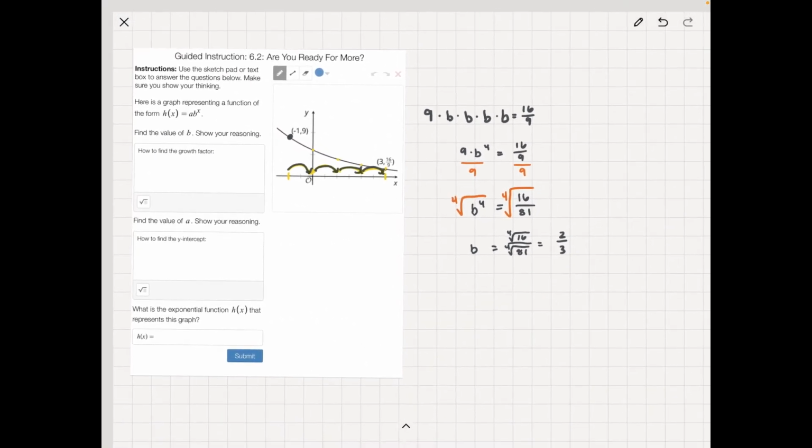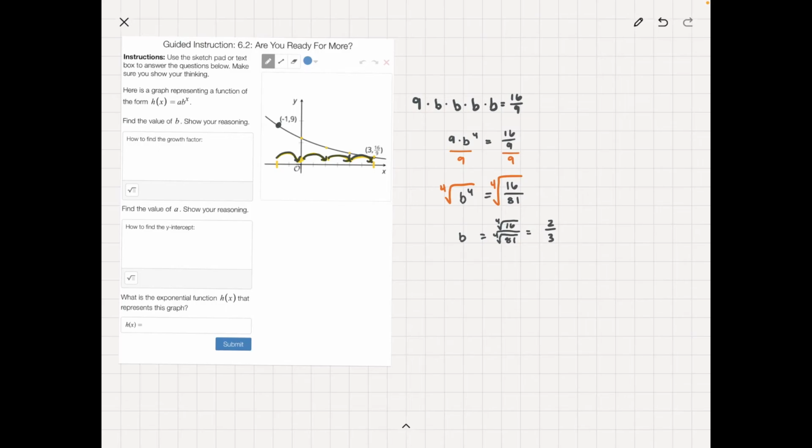And that is my growth factor. So my growth factor is 2/3. And I was able to find that by just knowing that 9 times the growth factor 4 times equals 16 over 9, and I was just able to get that from the graph. I counted over, I saw that going over 4 spaces would go from 9 to 16 over 9. Okay? Now, how can I use this now to find the y-intercept?